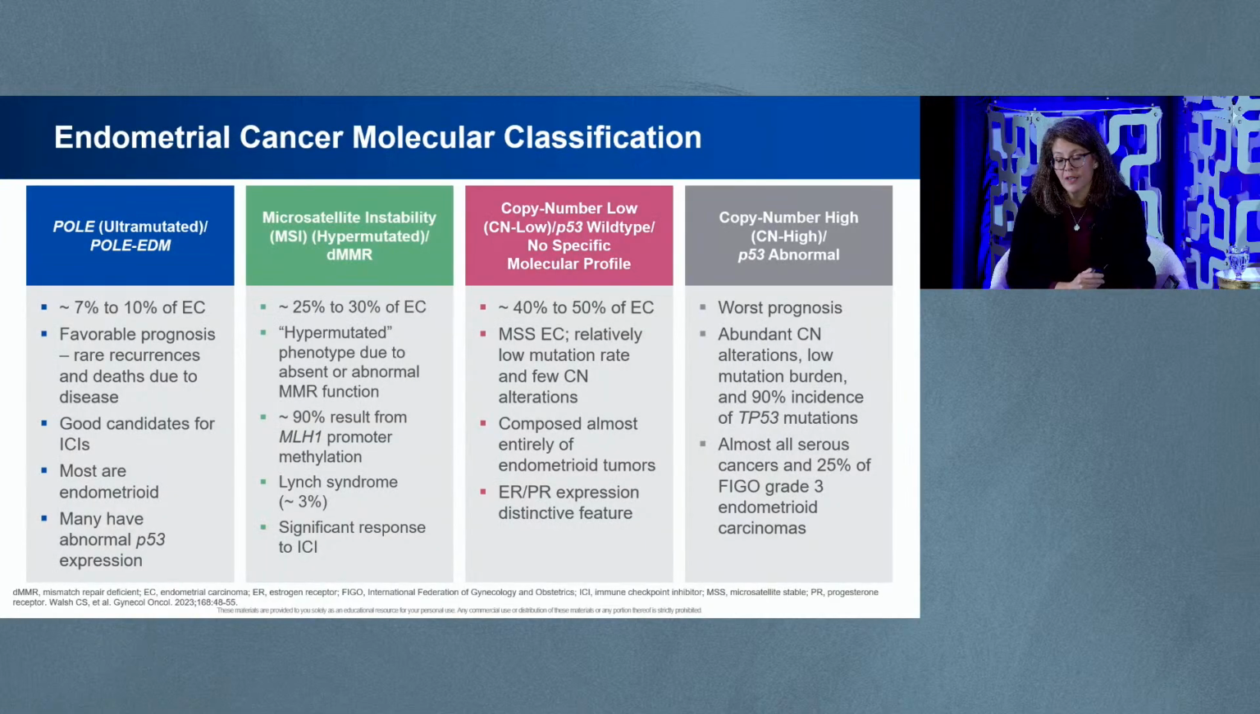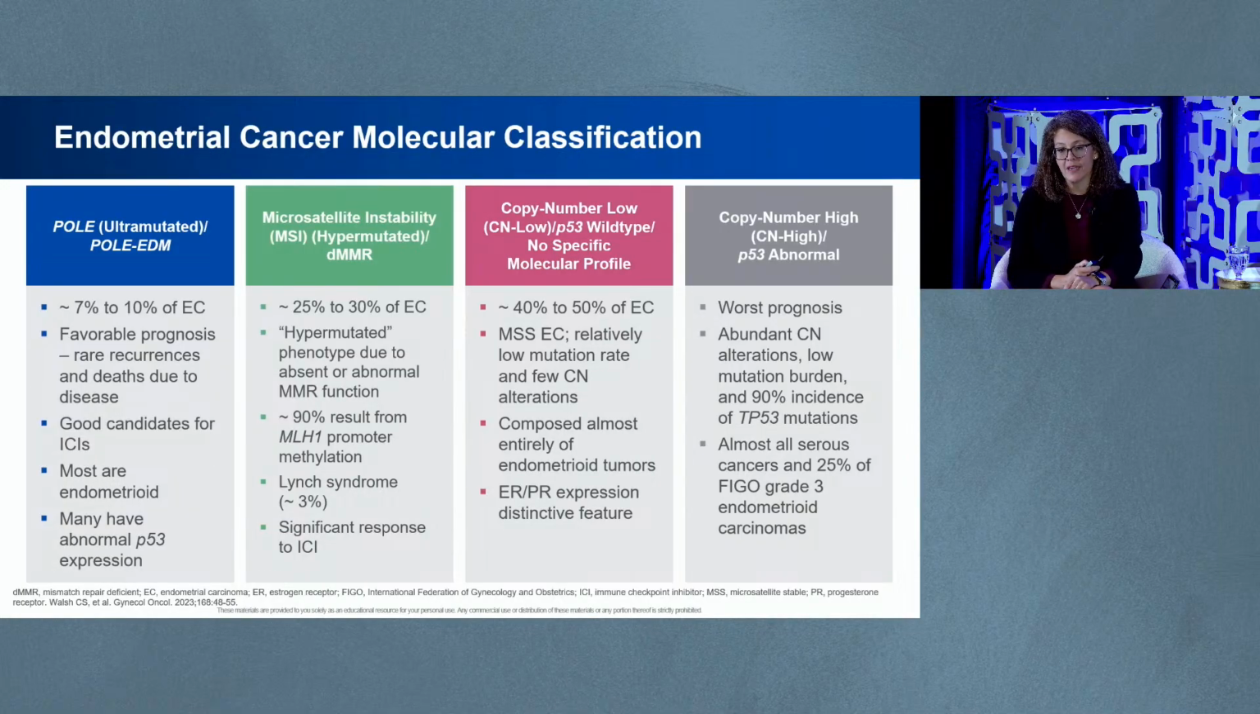So what's other information about these 4 categories? Again, for POLE, depending on the study, it makes up about 7 to 10% of all endometrial cancers. Generally, there's a favorable prognosis. If you look at most studies, the risk for recurrence or death from disease is extremely low, if not 0. They generally are good candidates for immunotherapy. Many have an endometrioid histology, but again, because they have all these mutated genes, they may have p53 abnormal expression or loss of mismatch repair, but they're not truly in that category.